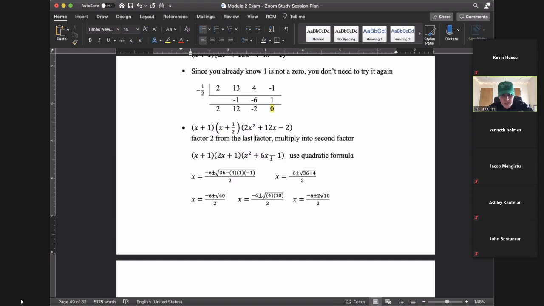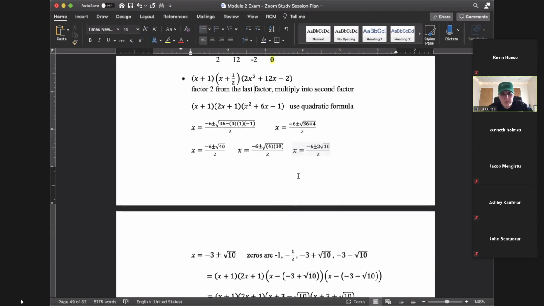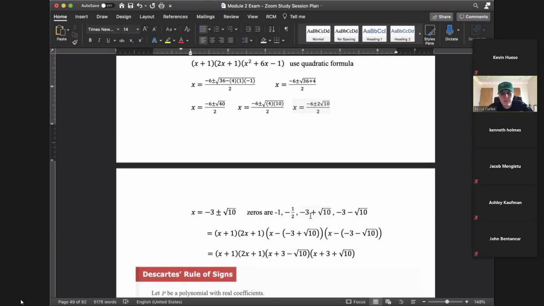But then we can use the quadratic formula on this quadratic, x squared plus 6x minus 1. Plugging everything in here with a equals 1, b equals 6, and c equals -1, we get x equals -3 plus or minus the square root of 10. So the zeros are -1, -1/2, and -3 plus the square root of 10, and -3 minus the square root of 10. So you can write it like this.